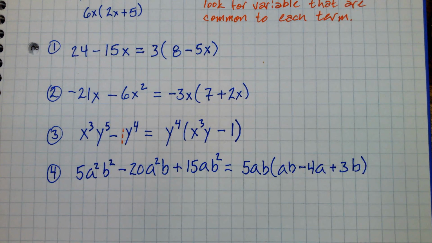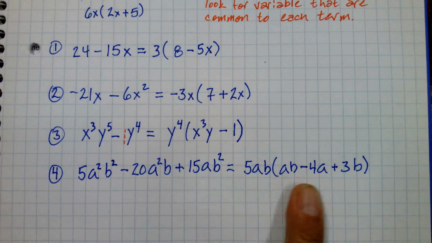So today, this is what we're going to be doing. Any questions? Just factoring out GCFs. So you're going to get problems like this and then rewriting them this way.